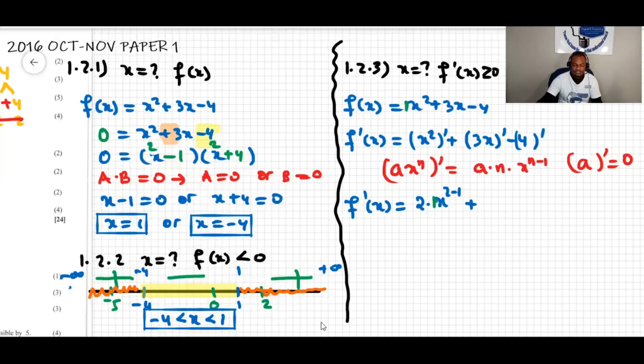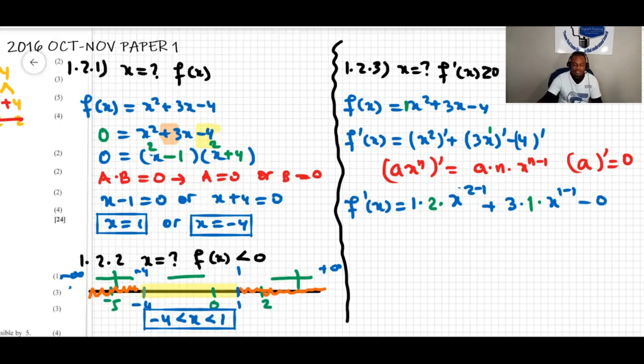So it's going to be 1 times 2, the exponent n, times x to the power of 2 minus 1, plus 3 times 1 times x to the power of 1 minus 1, because over here the exponent is 1. So the 1 gets down, and then minus 0.